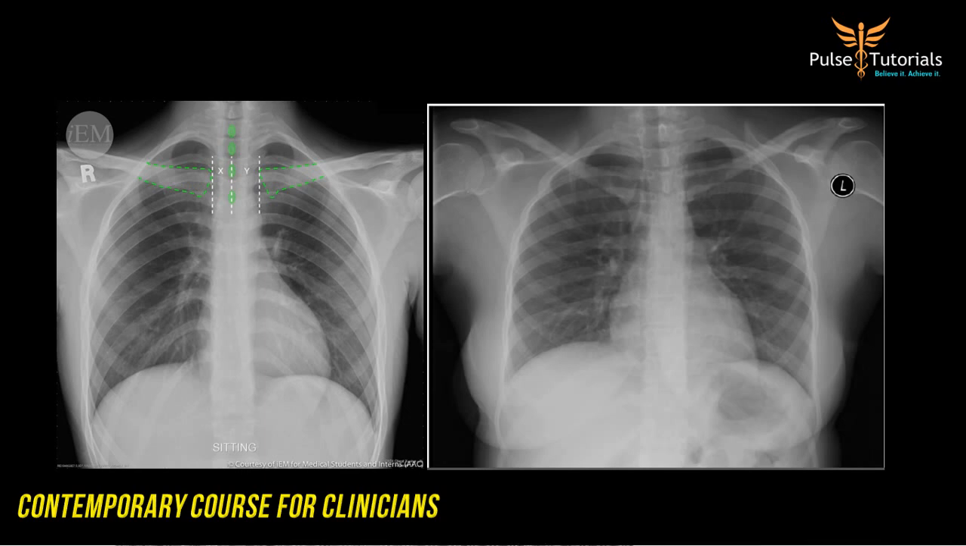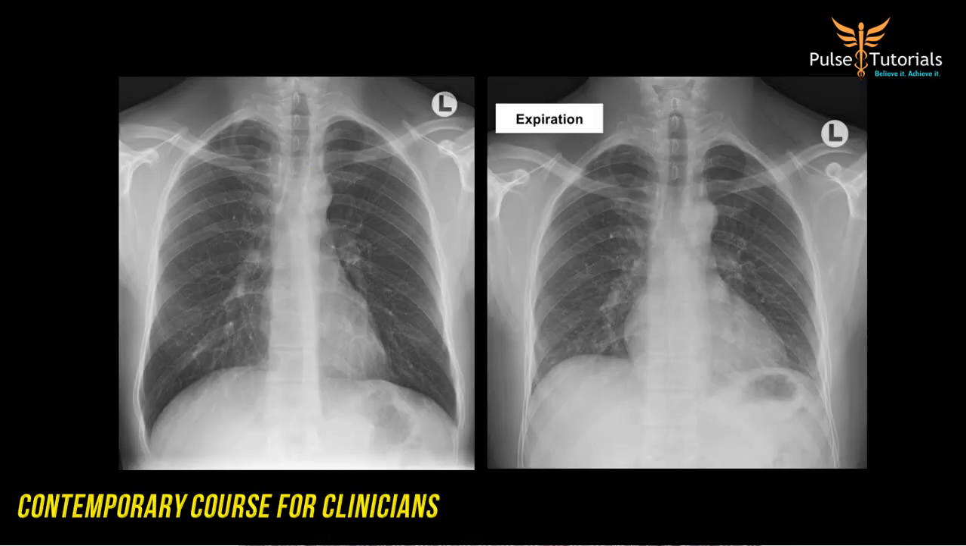Compare this with this next X-ray, where you will notice that the medial ends of the clavicle are not equidistant from the spinous processes. Actually, if you notice, the spinous processes also are not in the midline. They are also tilted, which means the patient had rotated himself a little bit while taking the X-ray. Have a look at this X-ray.